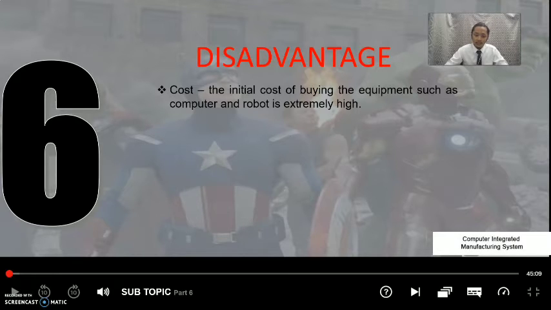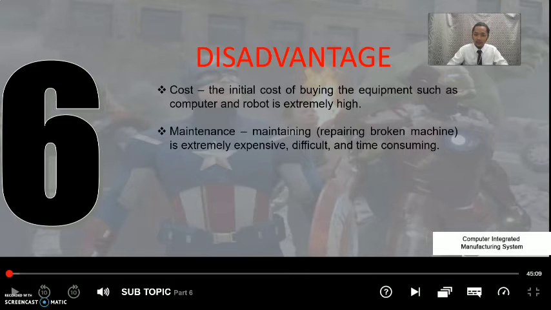The second disadvantage is maintenance. Maintaining or repairing a broken machine is extremely expensive, difficult and time-consuming, as the broken part is usually difficult to find and to repair.